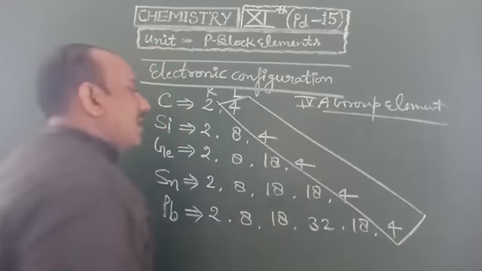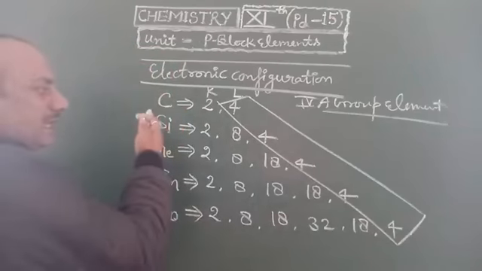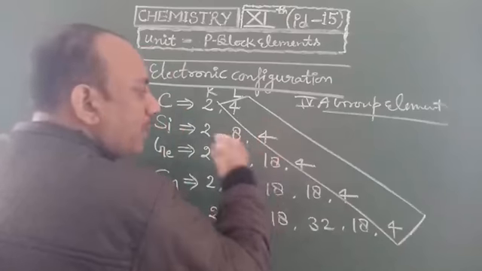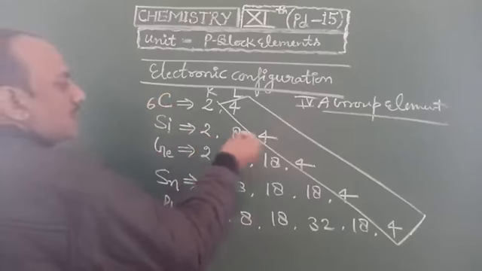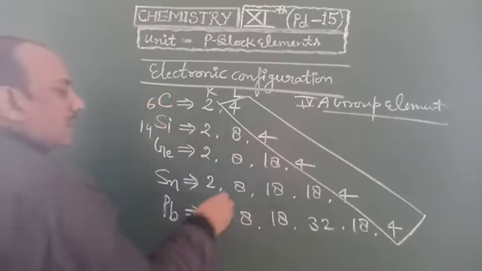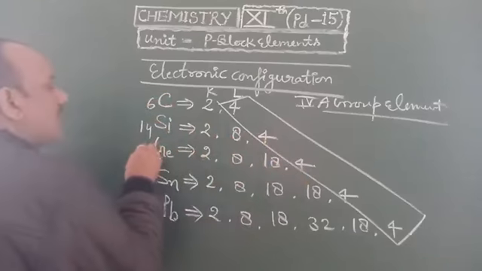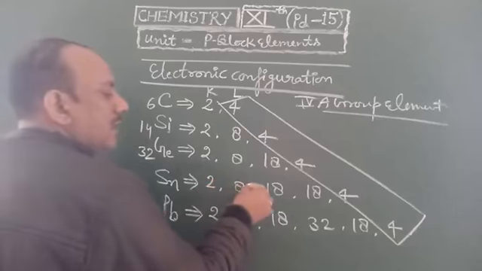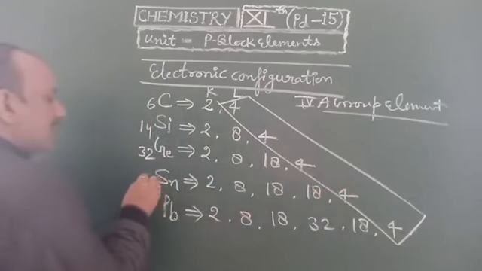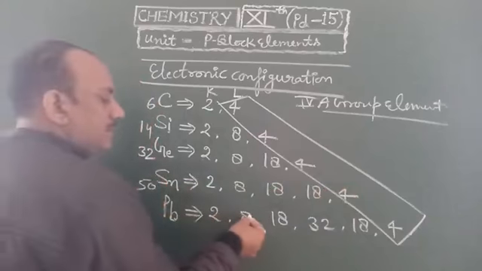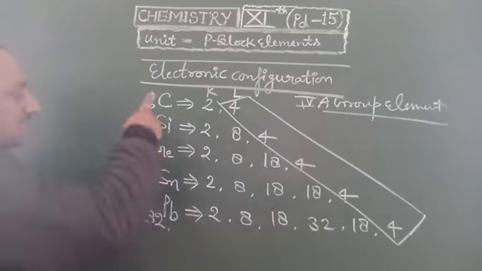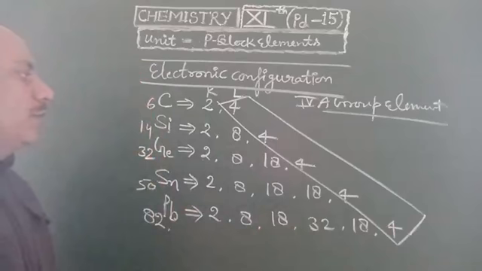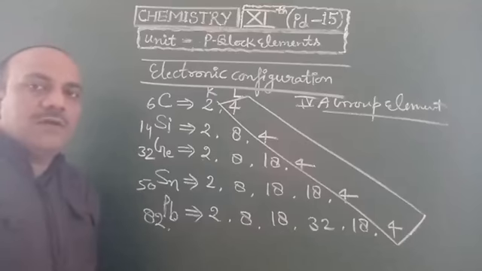According to configuration, we find out their atomic numbers by counting their electrons. For carbon 6, for silicon 14, for germanium 32, for tin 50, for lead 82. These are the Z values of fourth A group elements. Now we go on to the configuration on the basis of subshells.